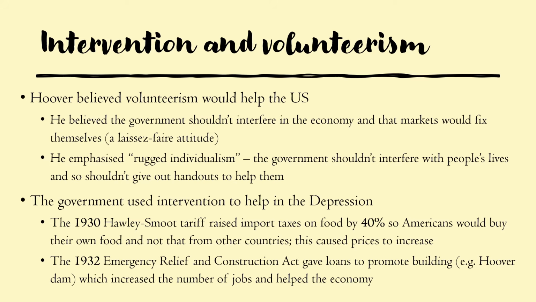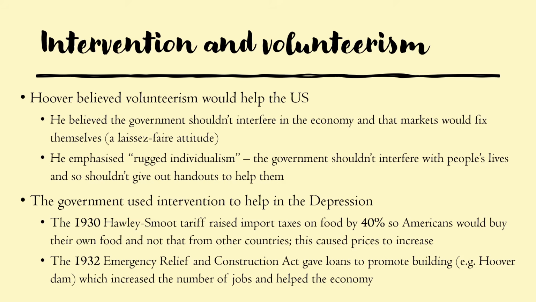So Americans, because these prices were so high and they didn't have much money, decided to buy food that was cheaper, i.e. food that had been raised and grown in America. So not food from other countries. This meant that farmers in America profited a bit more, and it caused prices to increase, so it helped to combat deflation.